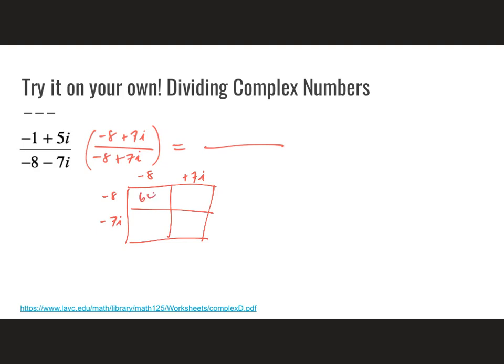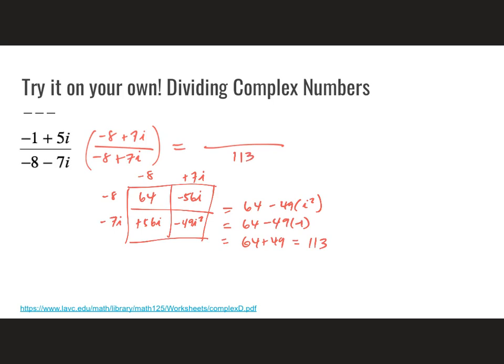I get positive 64, negative 56i, positive 56i, and then negative 49i squared. And so this equals 64 minus 49i squared. I have that power of i, so I can replace that with negative 1. And so this is really 64 plus 49, which is 113. And so 113 is my new denominator.